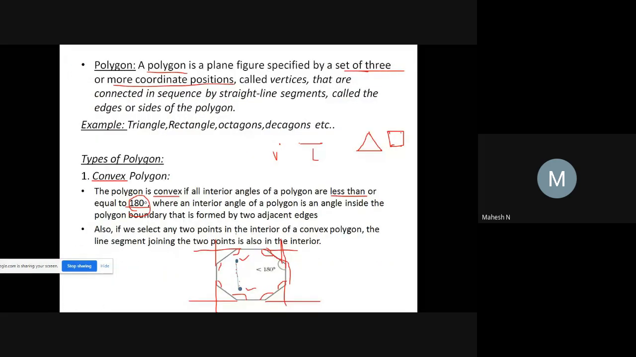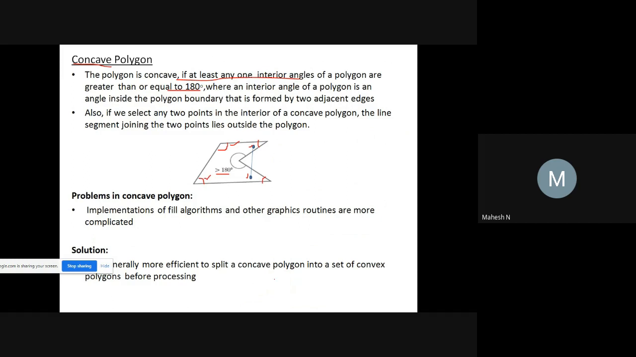Whenever I have a convex polygon, there are no issues. Whenever I take two points inside the polygon, the line joining those two points is also inside the polygon. So I can easily draw the pixels between the two points with the required color, because I am sure the line joining those two points will also be inside the polygon. But if it is a concave polygon, then this part will be outside the polygon, so I cannot blindly fill the line between those two points with the required colors.